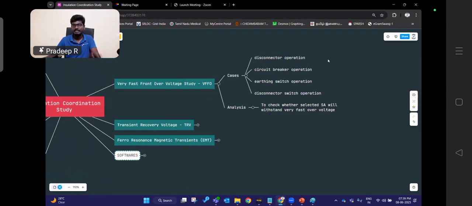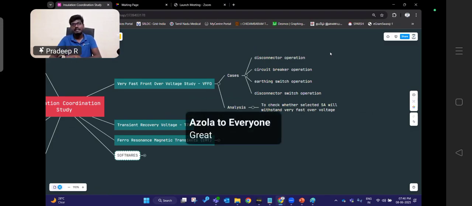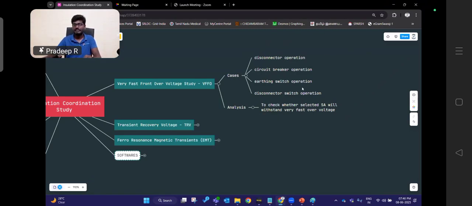Right? And here are the cases which we will model under our VFFO, like the GIS components. The cases for VFFO are completely GIS based component cases, like disconnector operation, circuit breaker operation, earthing switch operation, and disconnector switch operation. Right? So for this, we have to model our GIS in a detailed model.